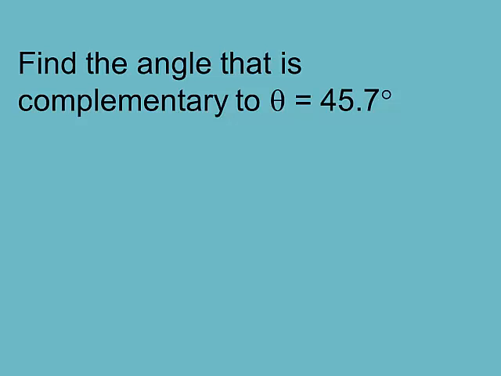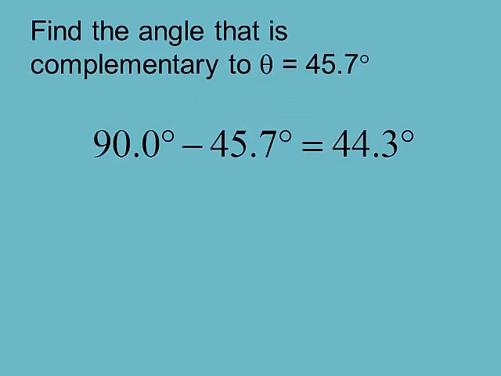Find the angle that is complementary to 45.7 degrees. And remember, complementary angles are those angles that add up to 90 degrees or pi over 2 radians. In this case, it'll be 90 degrees. And so 90 degrees minus 45.7 degrees gives us 44.3 degrees. So 45.7 and 44.3 degrees are complementary because they are the two angles that make up a right angle.